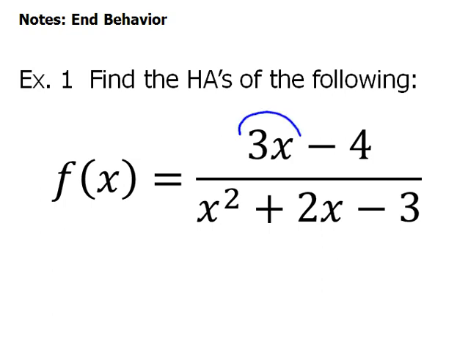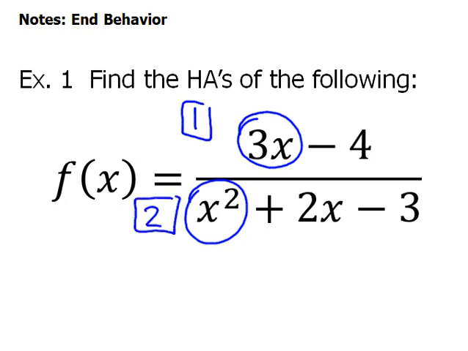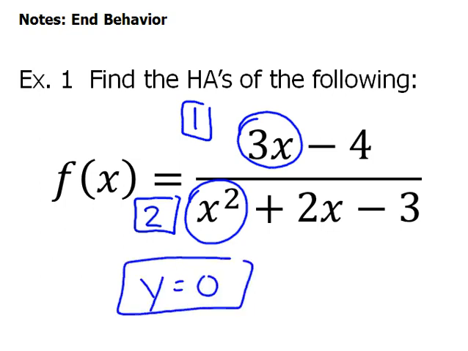In the numerator it would be 3x. In the denominator it's x squared. We look at the degrees. The degree in the numerator is 1. The degree in the denominator is 2. We have bigger on bottom, so that means we would have a horizontal asymptote at y equals 0. All right? Bigger on bottom, horizontal asymptote at y equals 0. Give you a second to copy that down. Pause whenever you feel it's necessary.